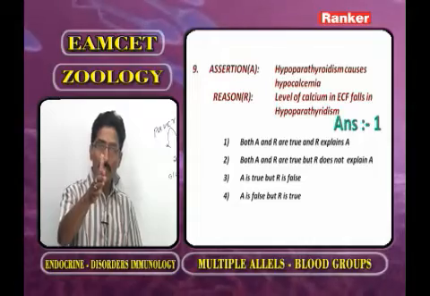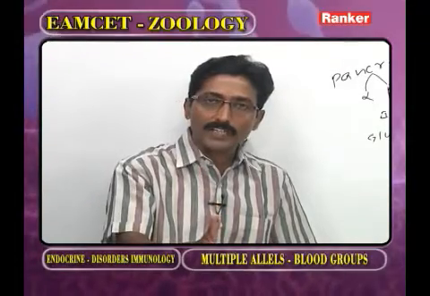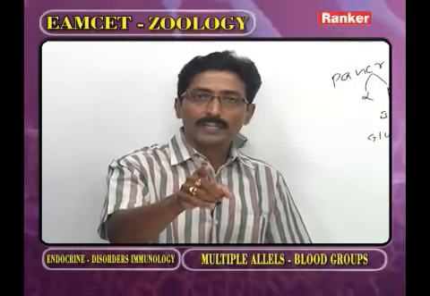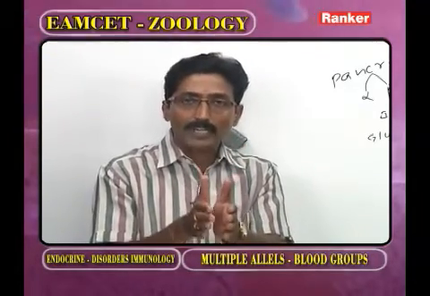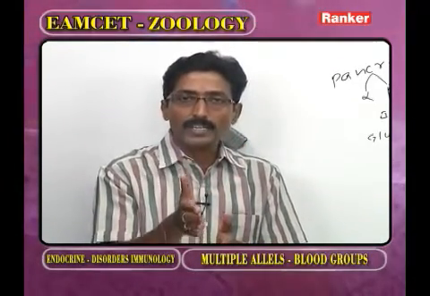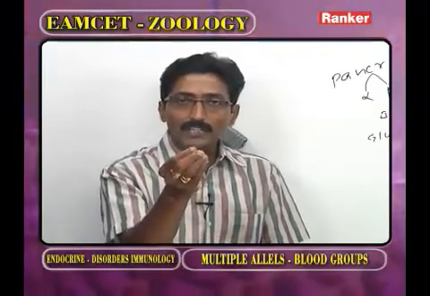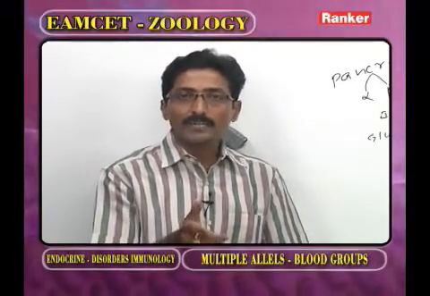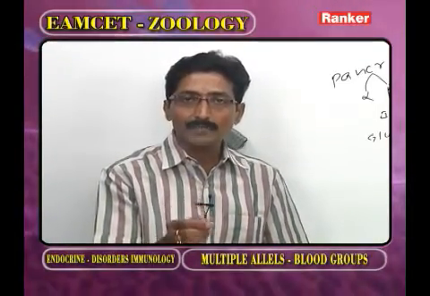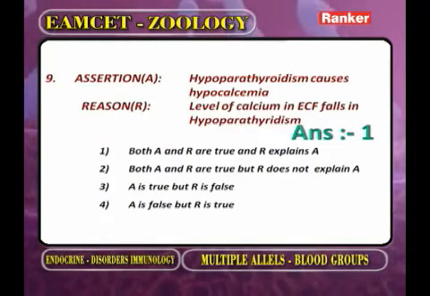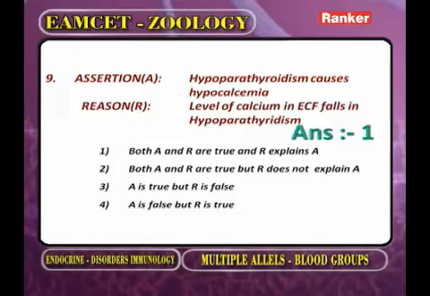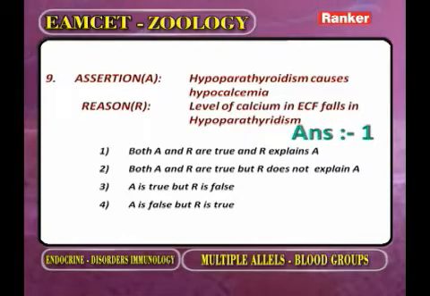If parathormone is less secreted, we call it hypoparathyroidism. The one who has been suffering from hypoparathyroidism has decreased calcium levels in the blood plasma. We call that hypocalcemia. Now here, the reason is that levels of calcium in the ECF come down in hypoparathyroidism. So both are correct, and the reason explains the assertion. Next question.